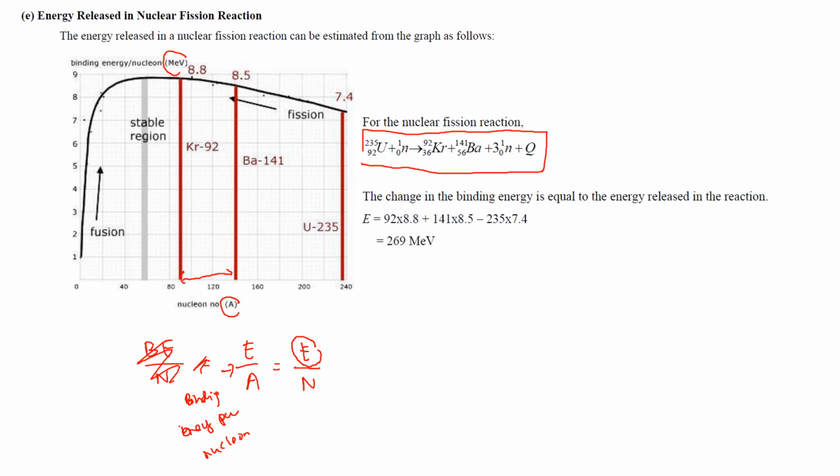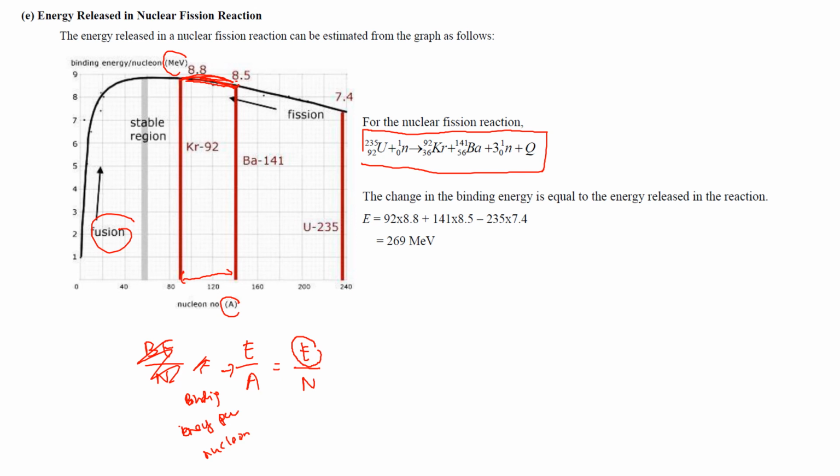Okay, so we start with the 92 krypton. Okay, times the binding energy per nucleon 8.8 plus barium 141 times 8.5. Okay, so this is the maximum stability. Okay, before it comes to fission. Okay, this one is the maximum when it starts from fusion. Okay, so kita cari kawasan yang dia ada maximum stability. So dekat situ yang kita akan start ambil dia punya calculation.